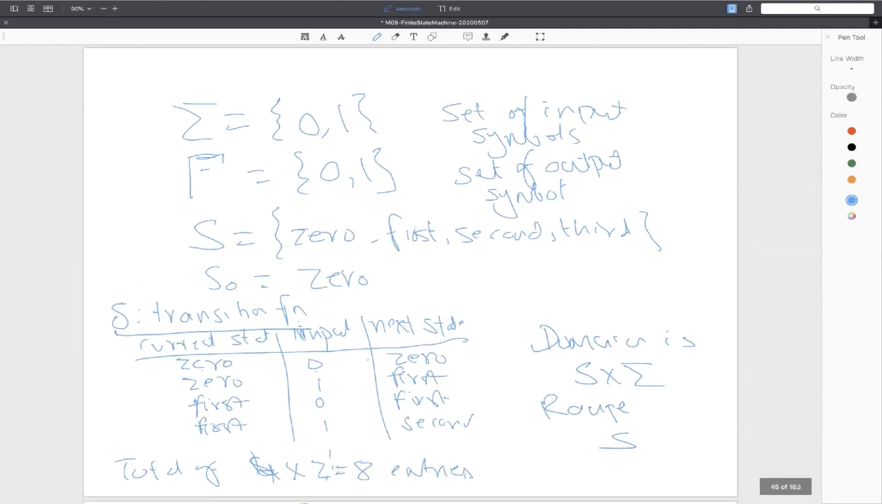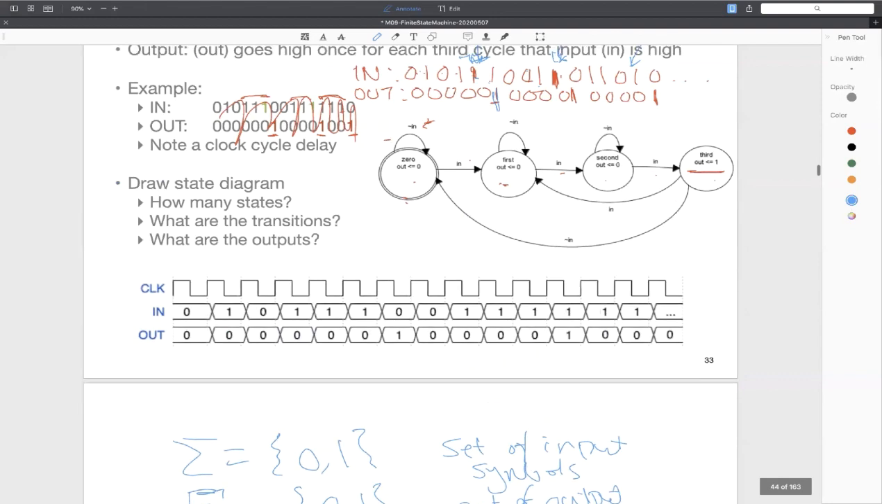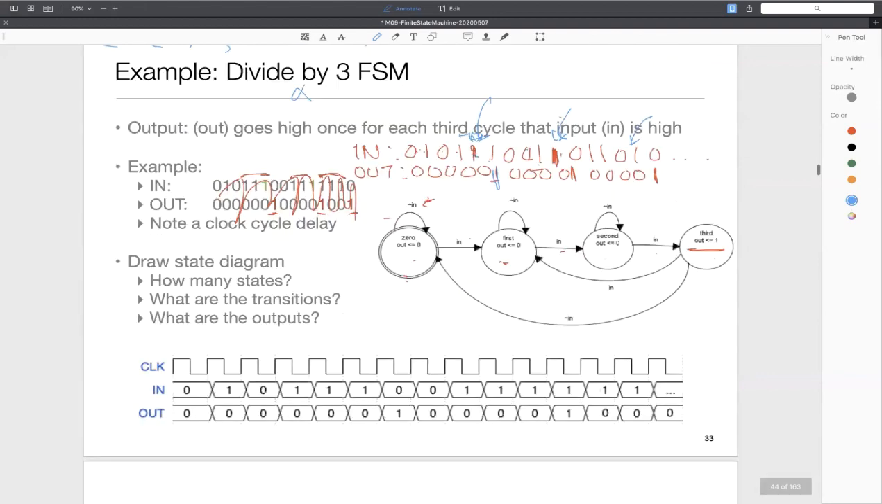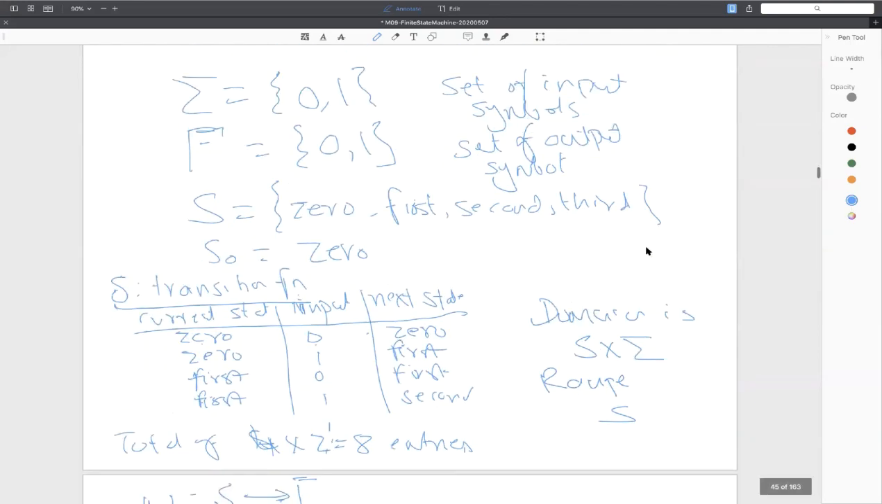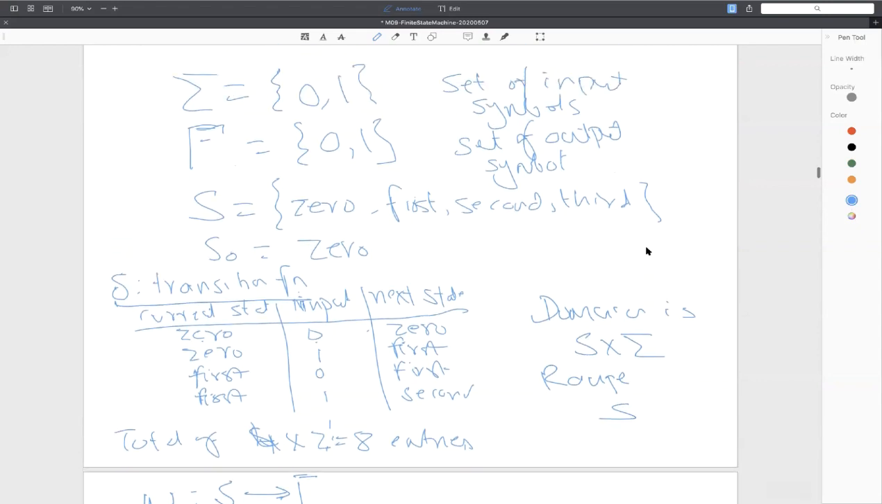I can express this particular state machine in terms of that. So designing an FSM, you can either write it in this diagram, or equivalently you can write it as a set, these sets and functions.